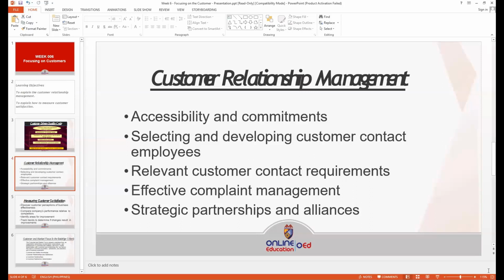CRM is also effective complaint management, where if the customer has a complaint or issue to raise, a resolution can be easily made. We know the concerns, and we ask how to solve them. CRM is also about strategic partnerships and alliances, where we tie up with organizations in delivering customer relationship, maintaining the existing customers and maintaining their satisfaction.